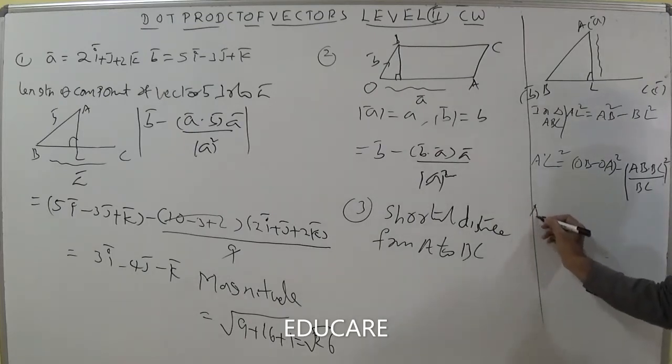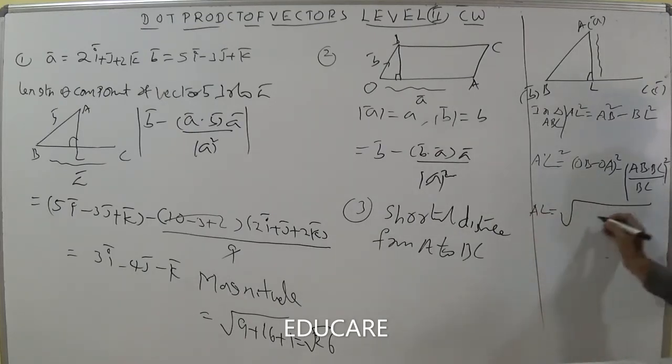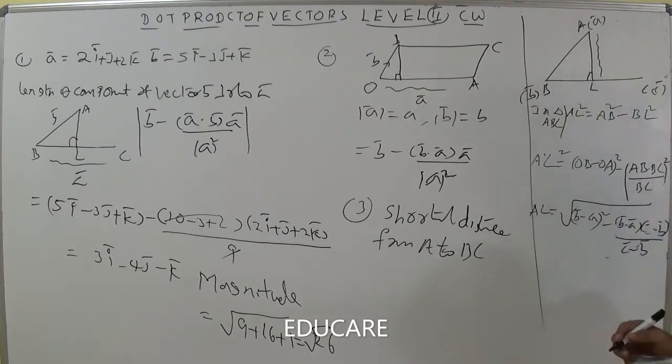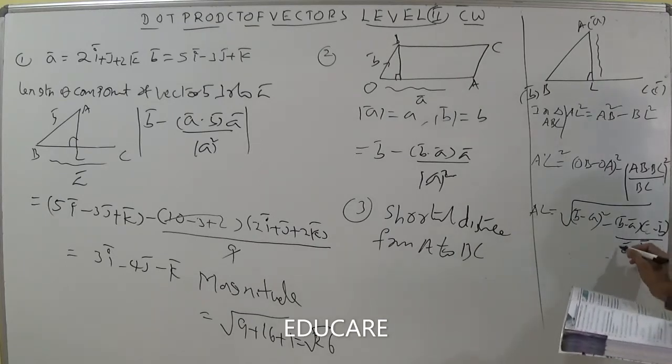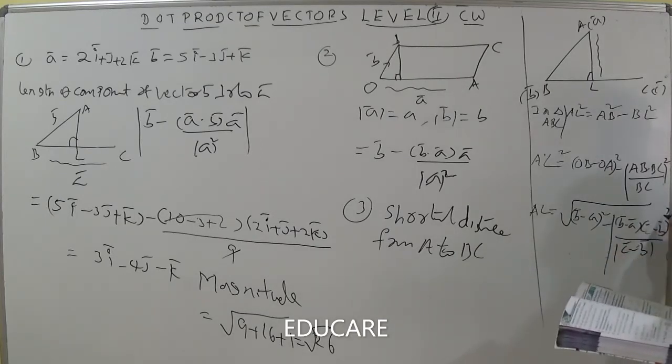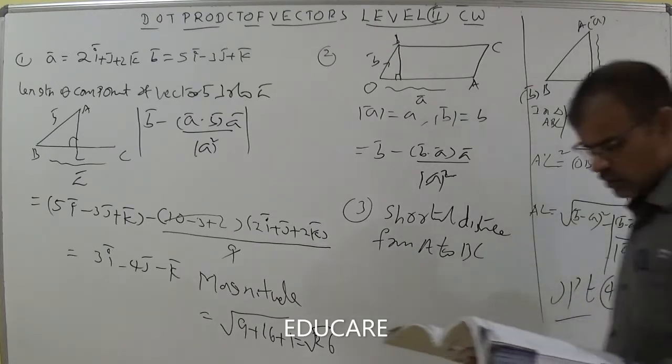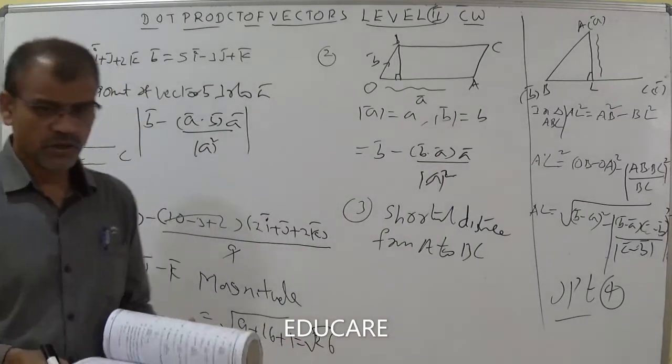Now you can understand using the option that AL is equal to, by the position vector concept, B bar minus A bar whole square minus the value of AB dot BC, that is B bar minus A bar into C bar minus B bar, whole divided by C bar minus B bar. According to the option we got the answer. Total whole square we put simply as modulus and total whole square. Option 4 here. Verified. Fourth option for the third question.